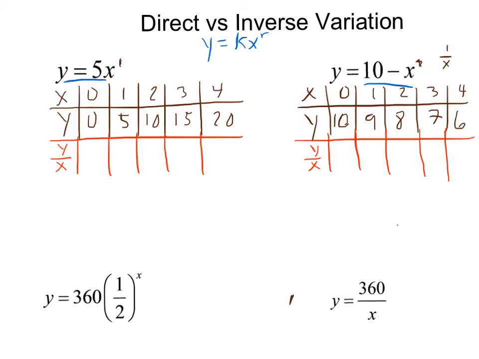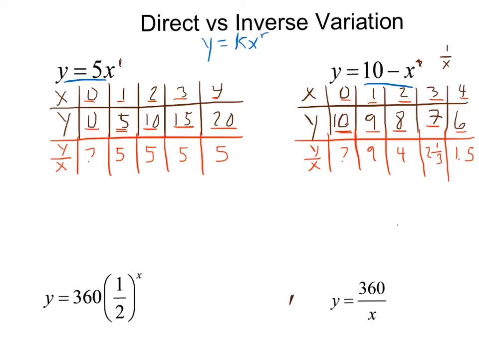Okay, I'm testing the quotient y divided by x. Start over here. Y is 0 divided by 0. That is undefined. But next I got y is 5 divided by x is 1 is 5. 10 divided by 2 is 5. 15 over 3 is 5. And 20 over 4 is 5. On the other side, 10 divided by 0, that's undefined. 9 divided by 1 is 9. 8 divided by 2 is 4, 7 divided by 3 is 2 1/3, and 6 over 4 is 1 1/2.